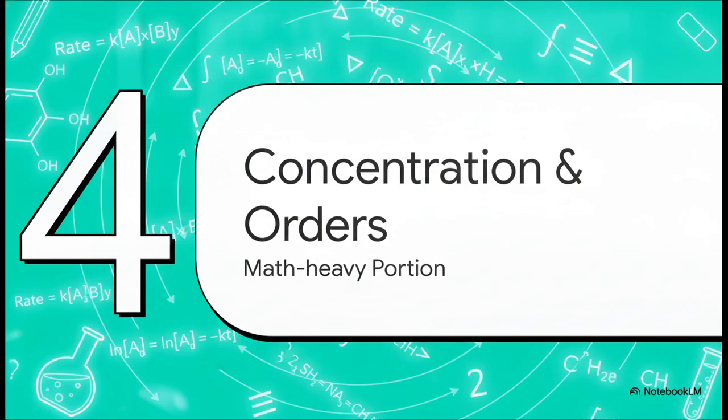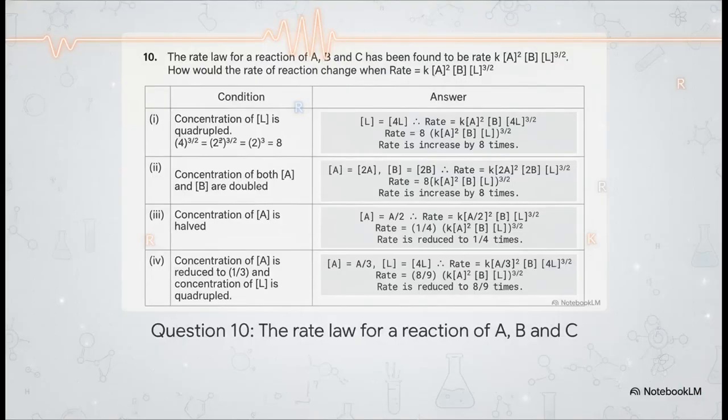All right, Section 4, Concentration and Reaction Orders. This is the math-heavy portion, so stay laser-focused with me here. Let's tackle question 10. The prompt reads, the rate law for a reaction of A, B, and C has been found to be rate equals K, [A] squared, [B] to the power of 3/2. How would the rate of reaction change in each case? We've got 4 sub-questions here.